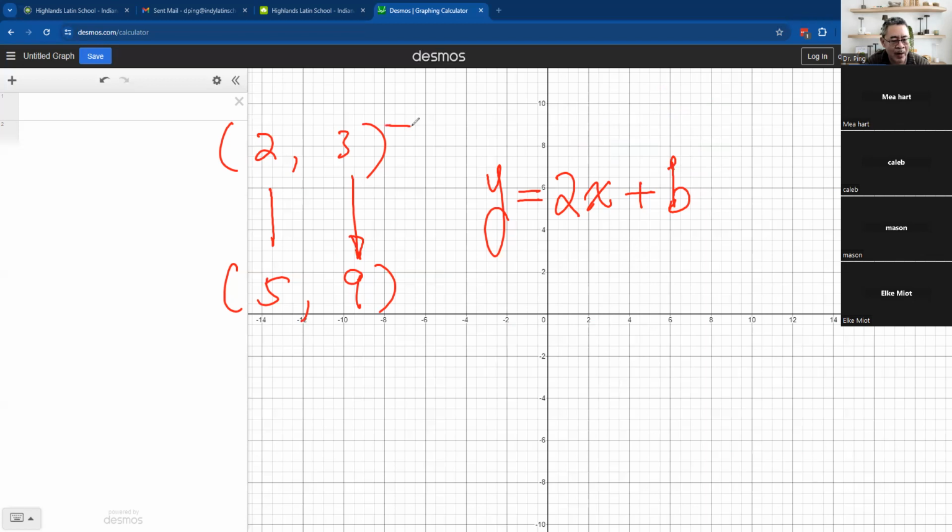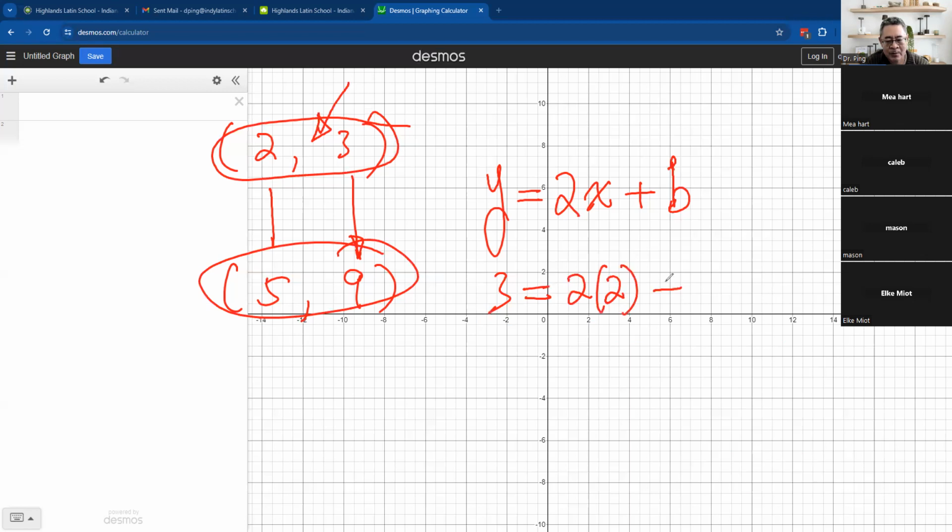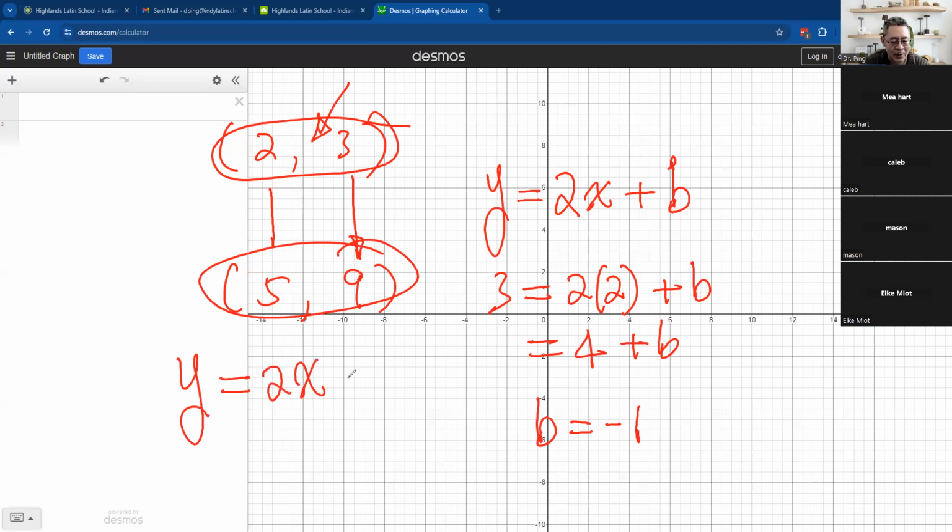Okay, now we can either plug in this point or that point. If we plug in this one, what do we get? We know y is 3, our x is 2, so 2 times 2 plus b, and that is 4 plus b. Well, if 3 equals 4 plus b, then b has to be negative 1, right? 4 plus negative 1 is 3. So therefore, we write y equals 2x plus negative 1, or we just write 2x minus 1. Okay, are we good here?